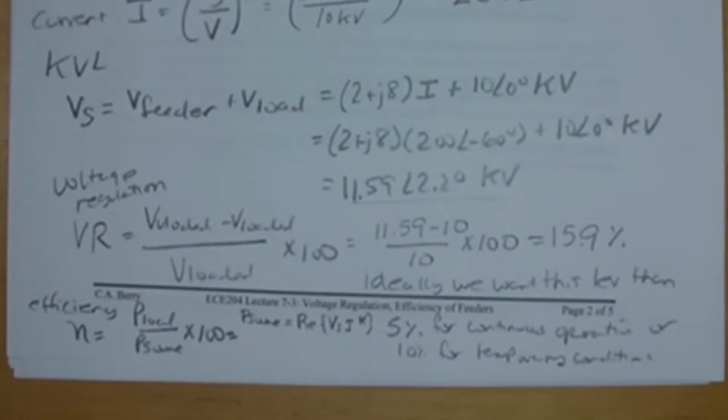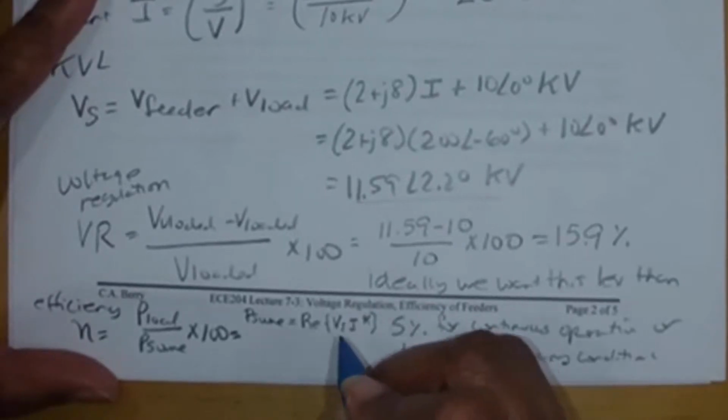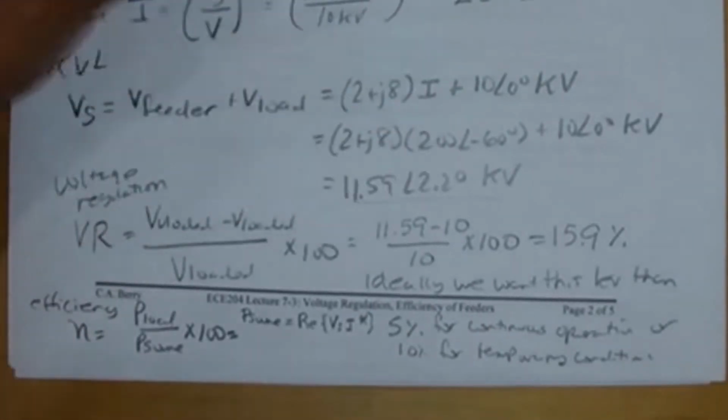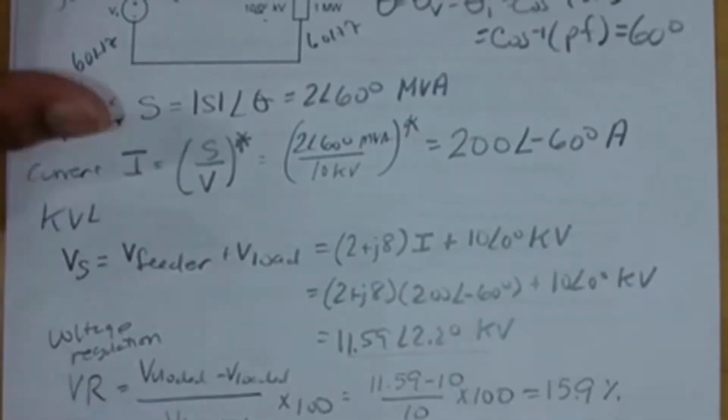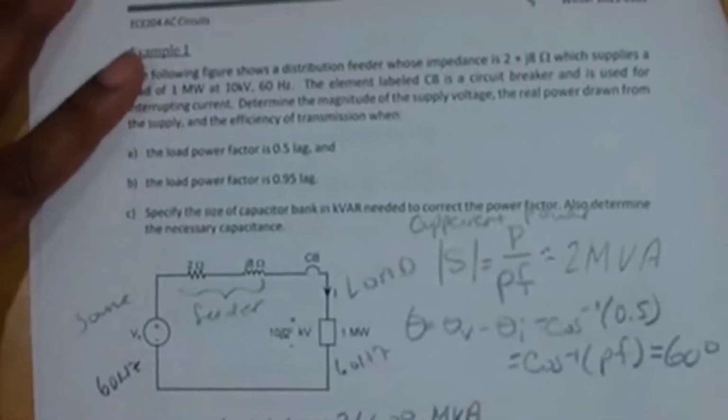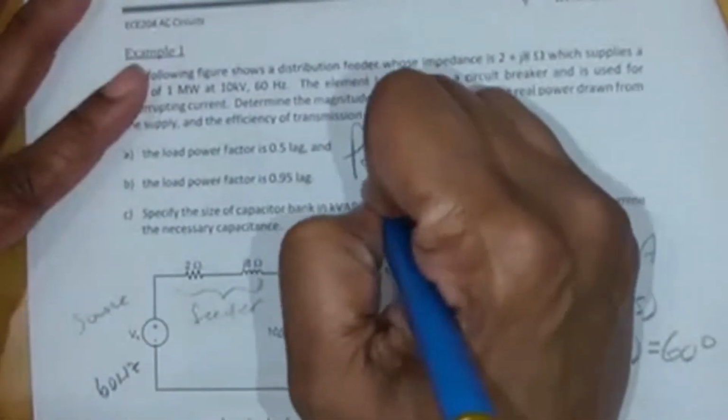So the power at the source is going to be 11.59 kilo. I don't like this. Okay, let me do it on the board. No, I can't. They can't see if I write on the board. Okay, let me find somewhere to put this. I'm gonna put it up here.